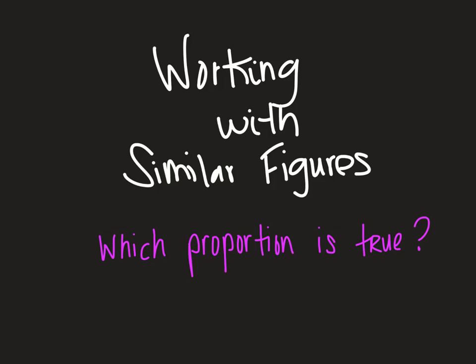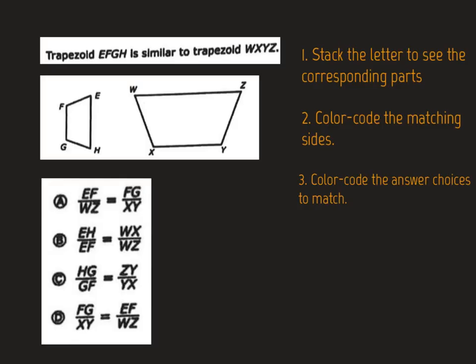This video is going to work with similar figures. It's going to color code the corresponding parts and then set up a proportion to show those proportional relationships. This example says trapezoid EFGH is similar to trapezoid WXYZ. What we're trying to do is find which one of these proportional relationships is true to show that these two are actually similar. In order to do that, I'm going to follow these 3 steps on the screen.